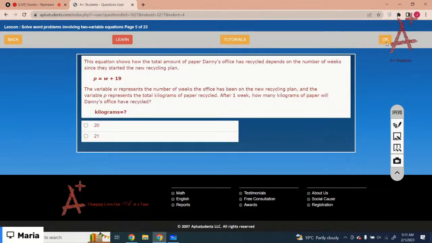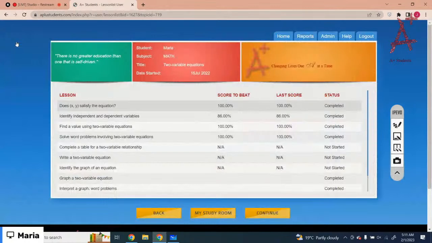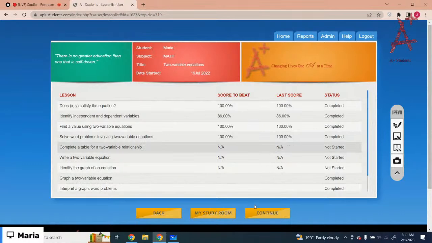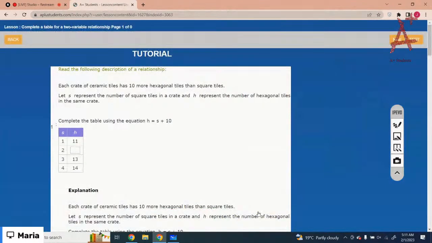The next lesson is complete a table for a two variable relationship. Okay, read the following description of a relationship. Each crate of ceramic tiles has 10 more hexagonal tiles than square tiles. Let S represent the number of square tiles in a crate, and H represent the number of hexagonal tiles in the same crate. Complete the table using the equation H equals S plus 10.